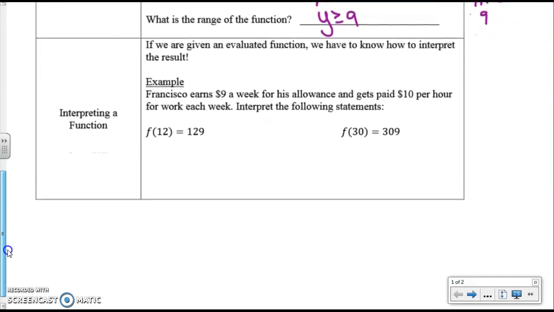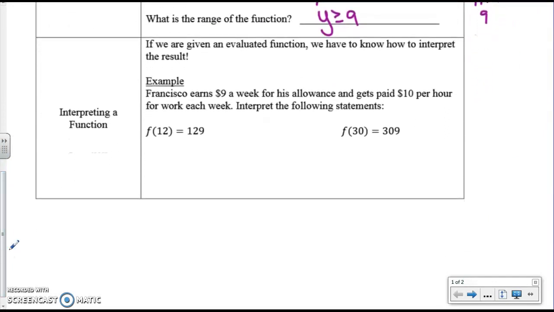Okay, so if we are given an evaluated function, we have to know how to interpret it. Okay, so here's our situation again. $9 a week for his allowance and $10 per hour for work each week. So this is telling me that he worked 12 hours and made $129.